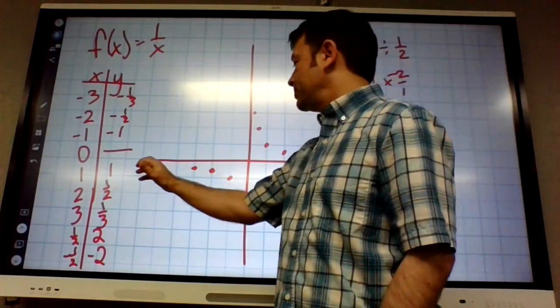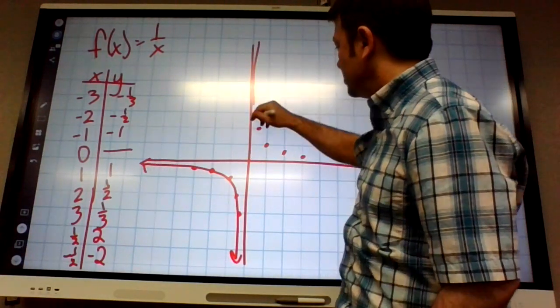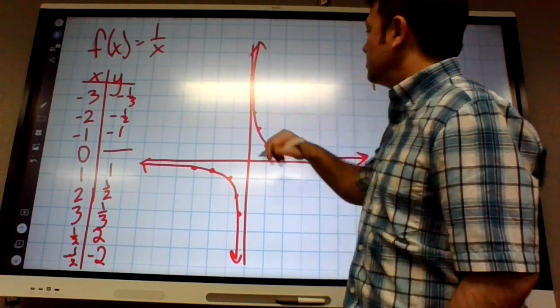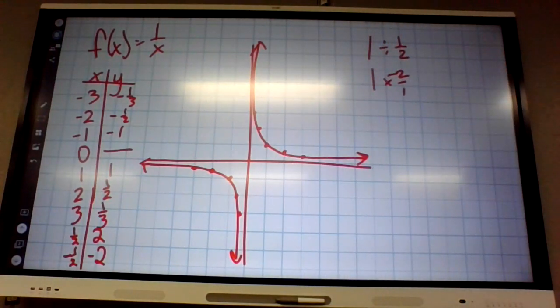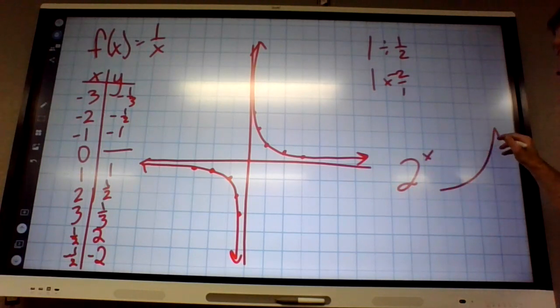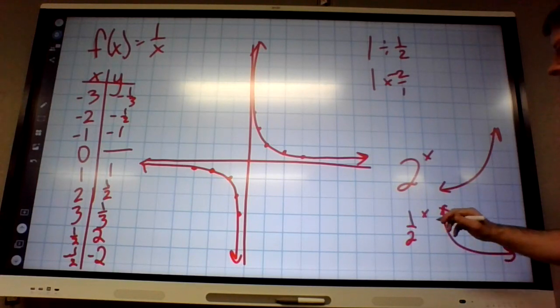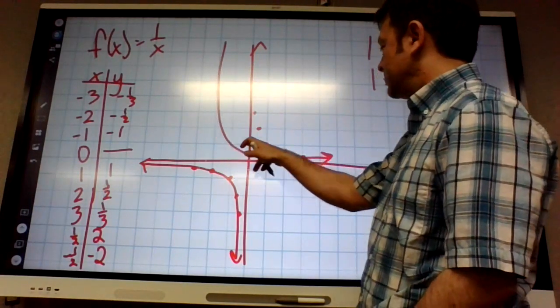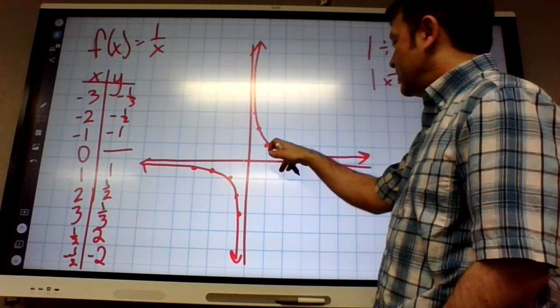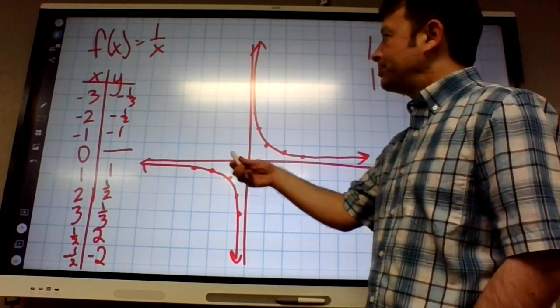Okay, you guys see what the shape is looking like? I don't know what to call it. A butterfly? A baseball? Yeah, I never thought of it like that. Kind of like the exponential functions we did. Or 1/2 to the x would look kind of like that. So when the x is in the denominator, you get this shape.